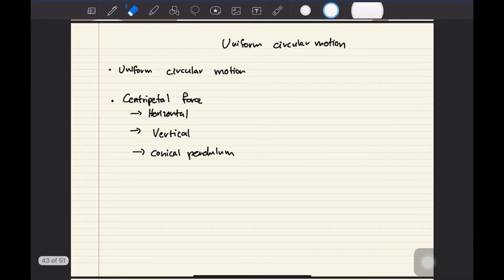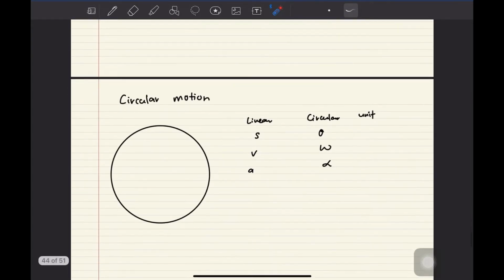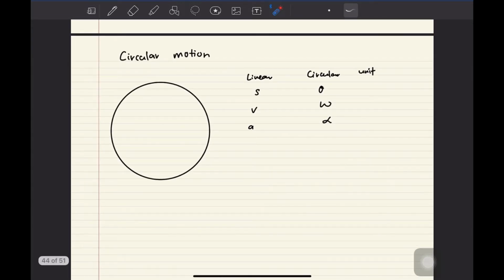Okay, uniform circular motion. In this chapter you need to know two main subtopics. One is the circular motion itself. Another one is centripetal force. Most of the questions in terms of calculation come from this subtopic. Circular motion is basically any object that undergoes a circular motion. And then in terms of a few quantities, I would like to introduce a little bit.